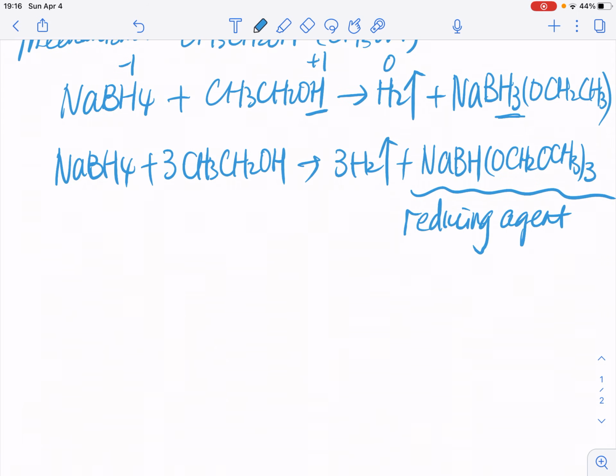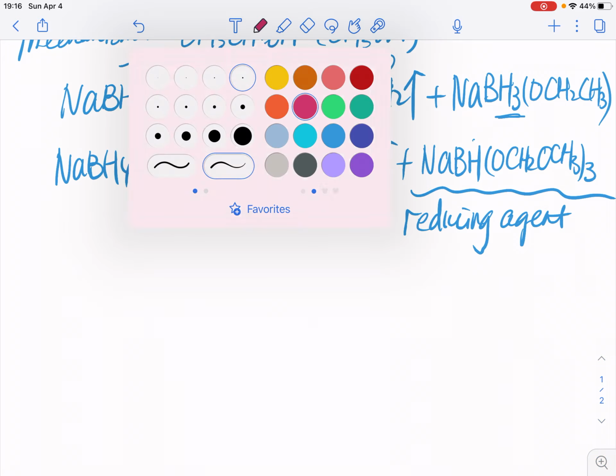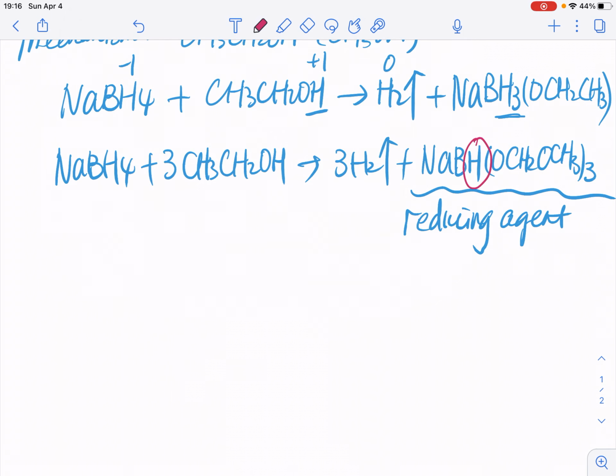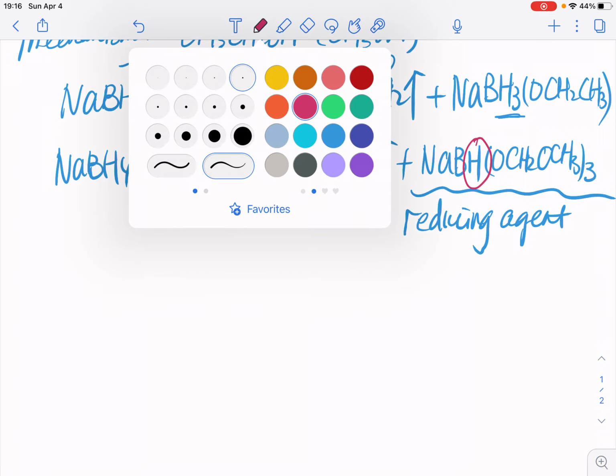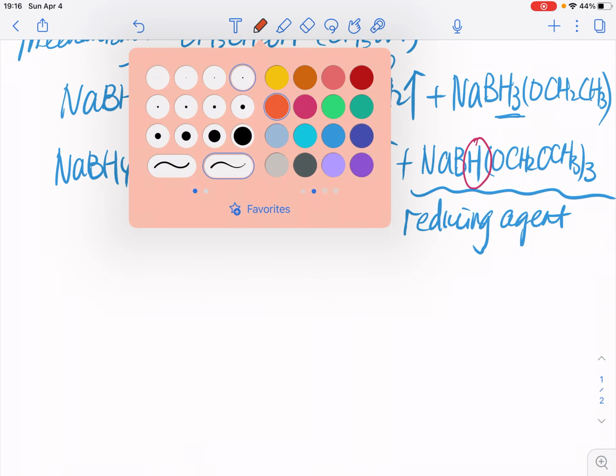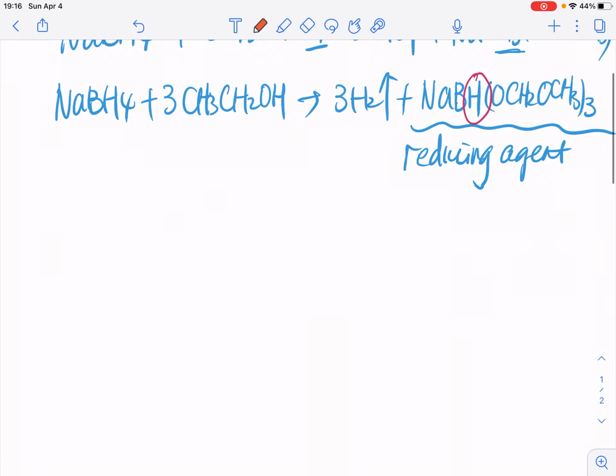Because it's a stronger reducing reagent compared to sodium borohydride, it has a very bulky group, which makes the hydride very easy to be kicked off or to attack as a nucleophile. And then let's write it out in a mechanistic form, in a stepwise manner.